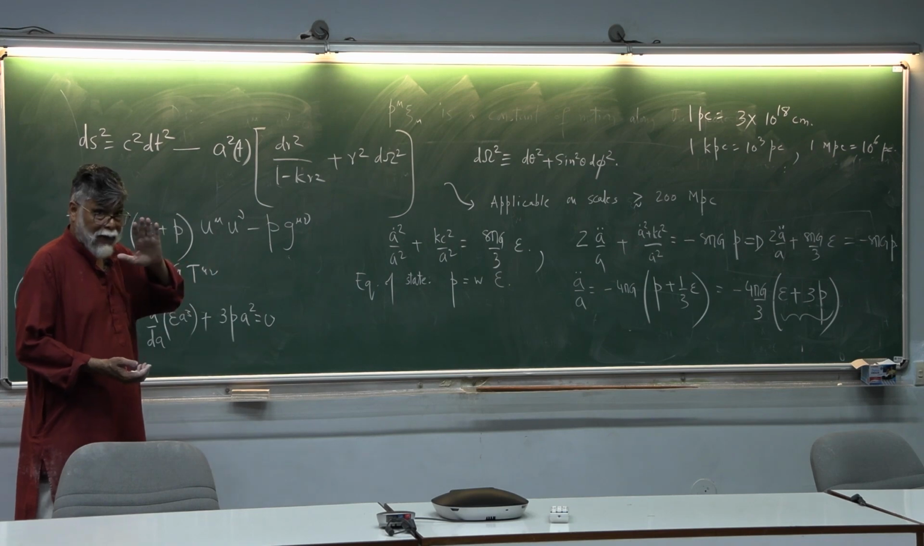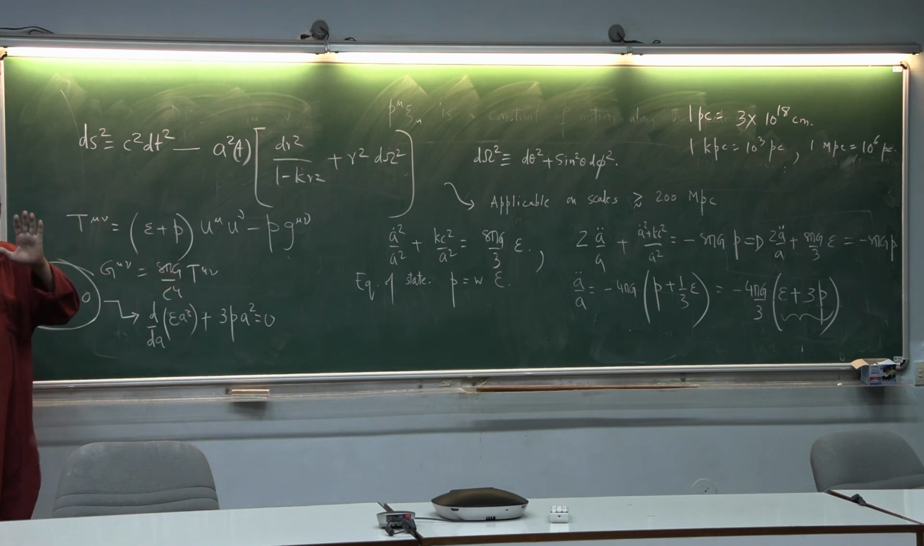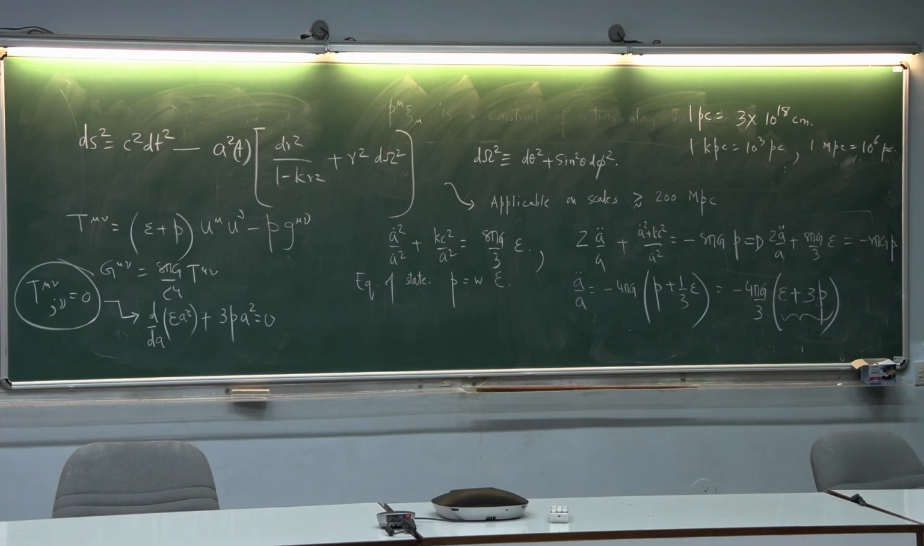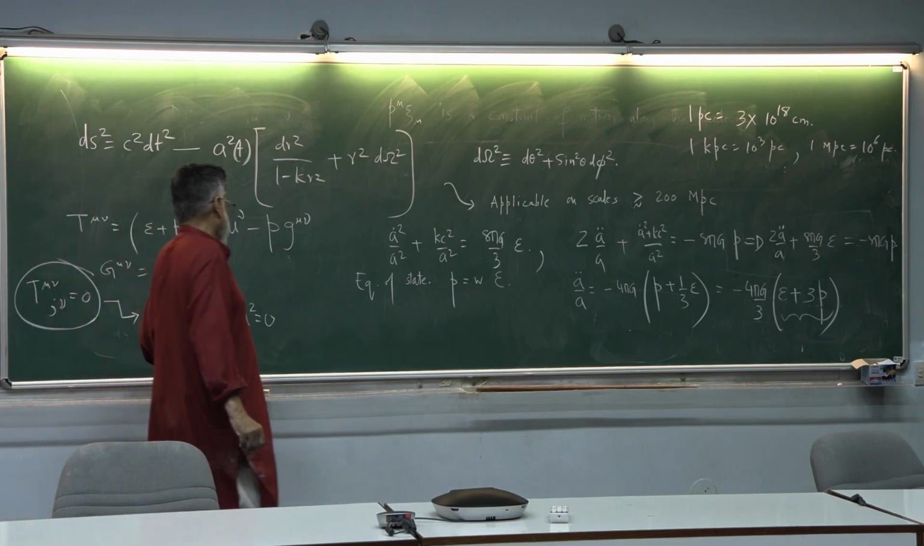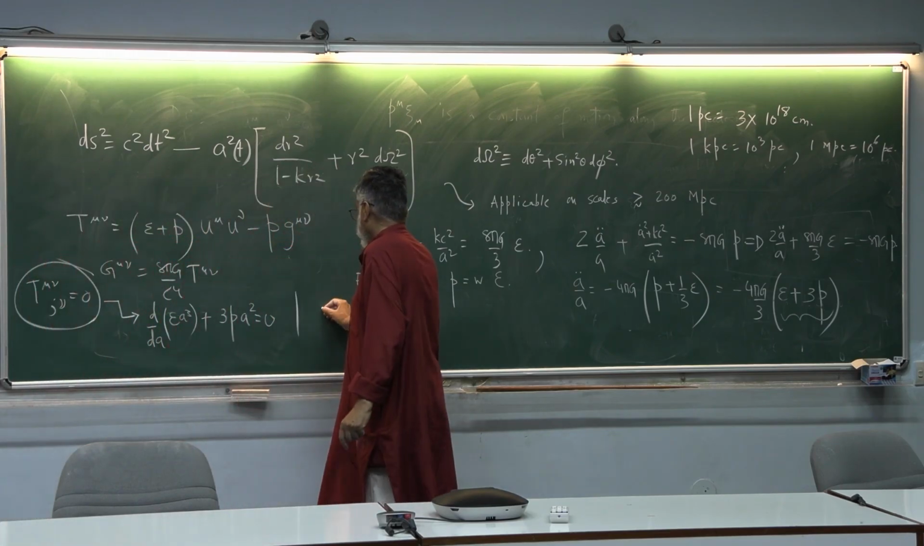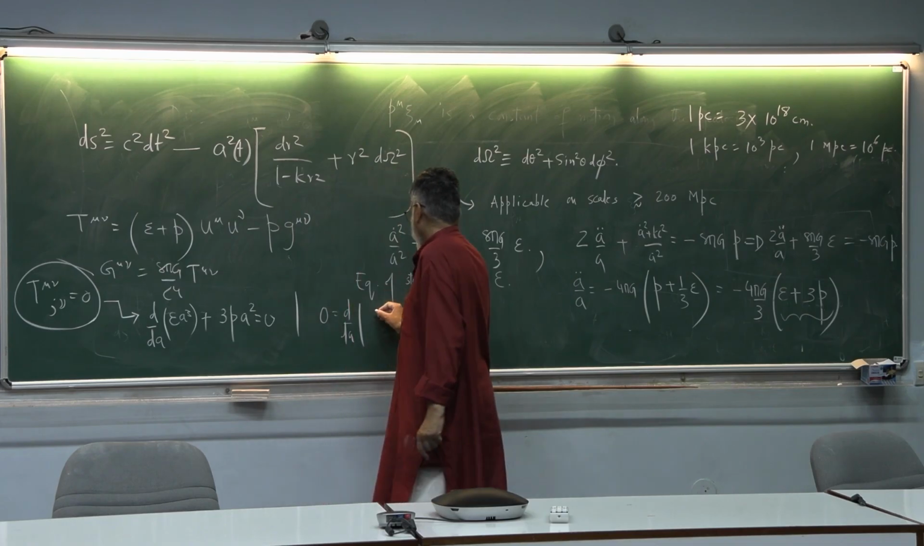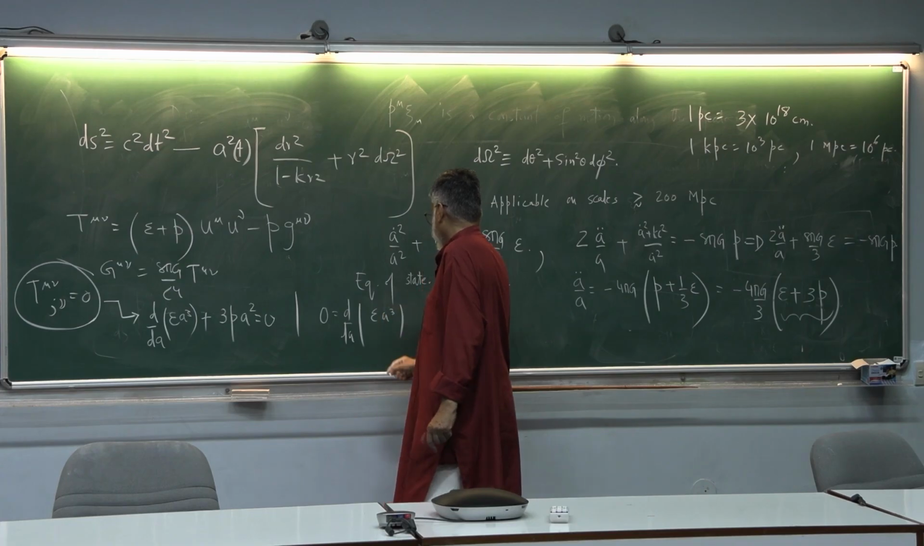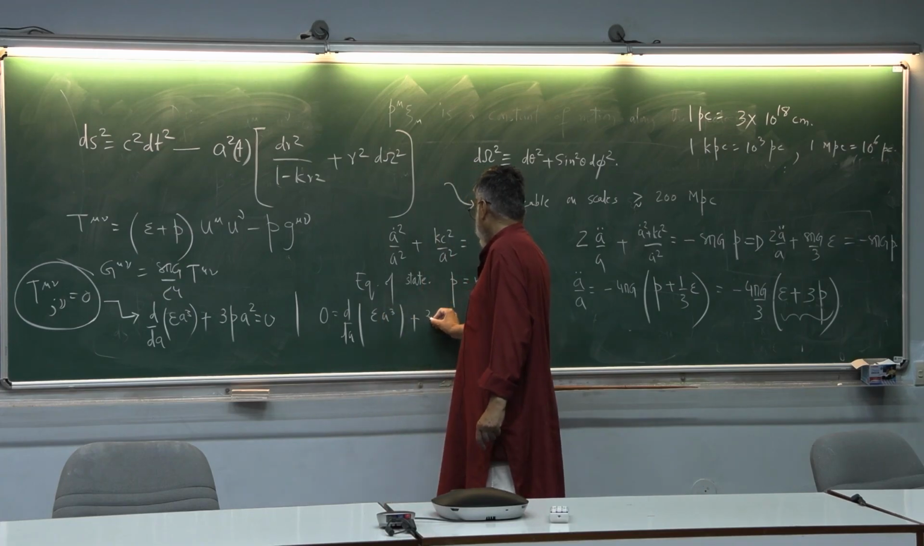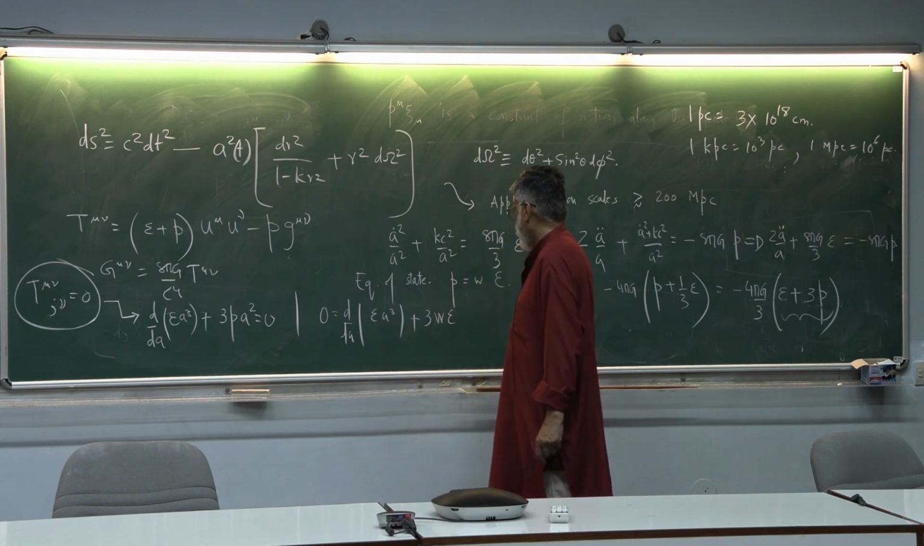If this W parameter is a constant, then I will derive how the energy density evolves as the universe expands. I will give the proof for the case when W is a constant, any constant. Now let's see how you can prove the evolution. Just use this equation. So 0 is equal to d by dA of (energy density A cube) plus 3p, but p is W into energy density A square.